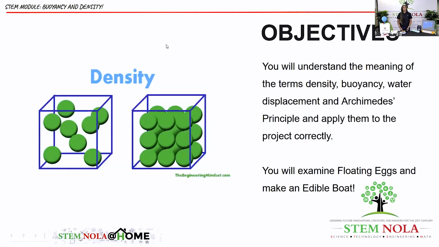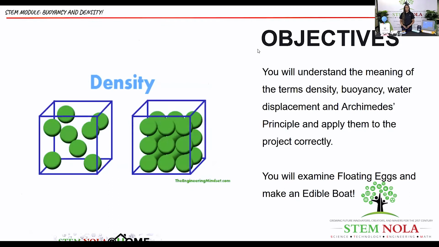Okay, our objectives today. You will understand the meaning of the terms density, buoyancy, water displacement, and Archimedes' principle and apply them to the project correctly. You will examine floating eggs and an edible boat. All right, the next question. What are we experimenting with today? Rockets, wind, buoyancy, and density. So you can answer the poll question.